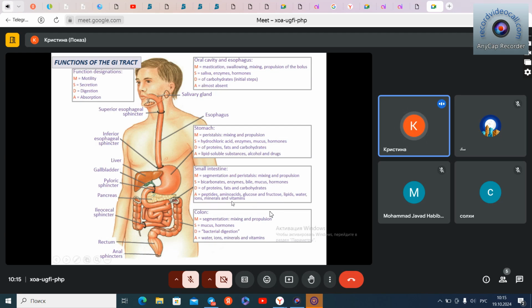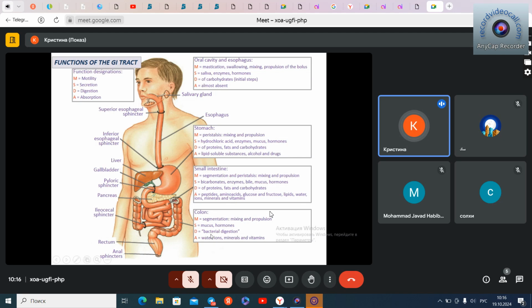Also, water, ions, minerals, and vitamins are absorbed here. In the large intestine, the colon, the function of motility is provided. It's also the mixing and propulsion of the bolus. Secretion here is the production of mucus and some hormones. No enzymes are produced here.